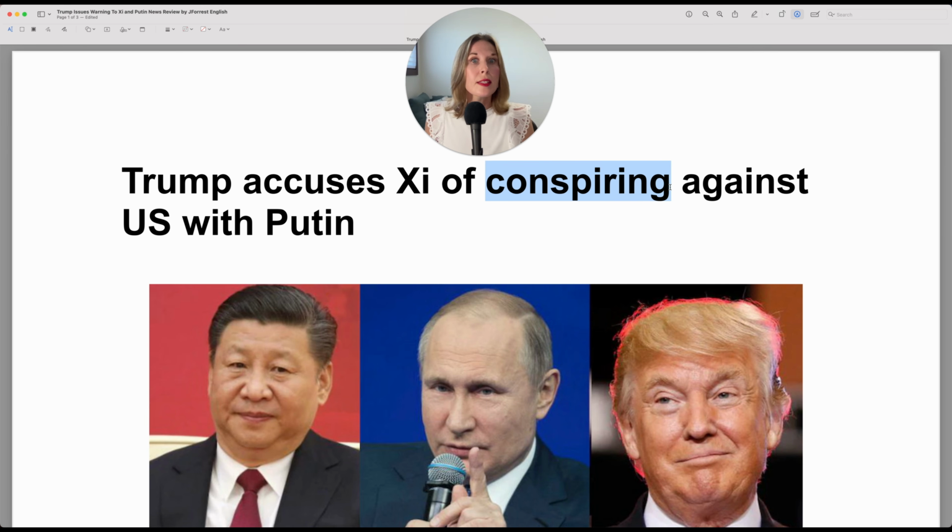And when you conspire against someone, or in this case, a country, you can conspire against a company, for example, it means you secretly plan something that brings harm or hurt or something illegal. And in this case, Trump accuses Xi. So the fact that Trump accuses someone, it means that he doesn't know with certainty, but he says, you are doing this, but there's no proof because you just accuse someone.